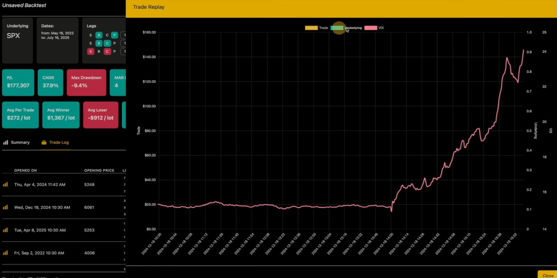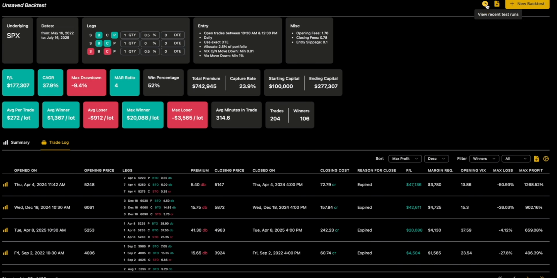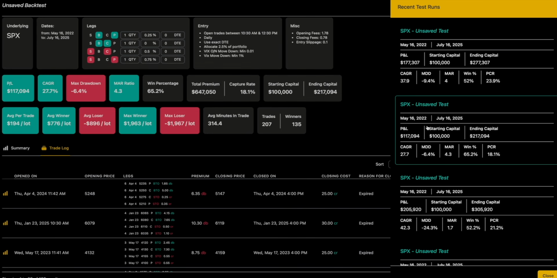And then let's look at the trade. You can see, super interesting. Why did our trade go with the VIX? Well, because we had a long put. So this is really interesting.